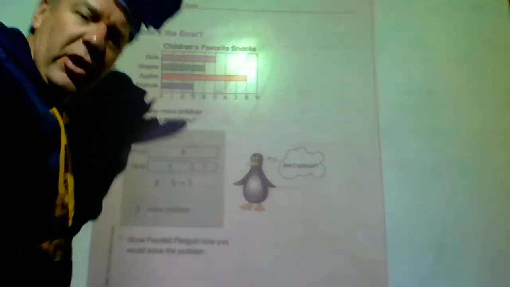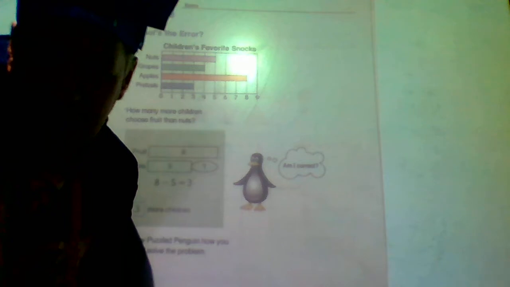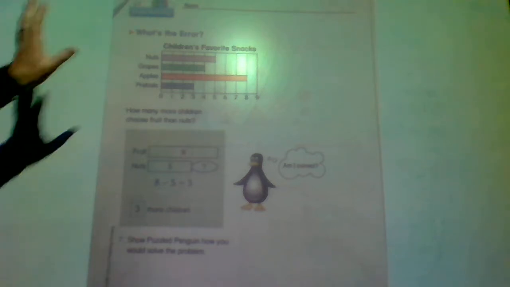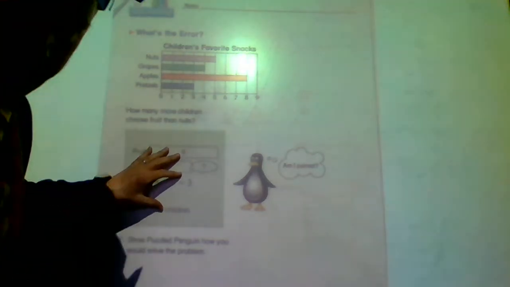I don't know what our favorite snacks here and here are. I think we really like pretzels. I think we really like fruit snacks. Some of us like the applesauce. Okay. Is Puzzle Penguin ever right?